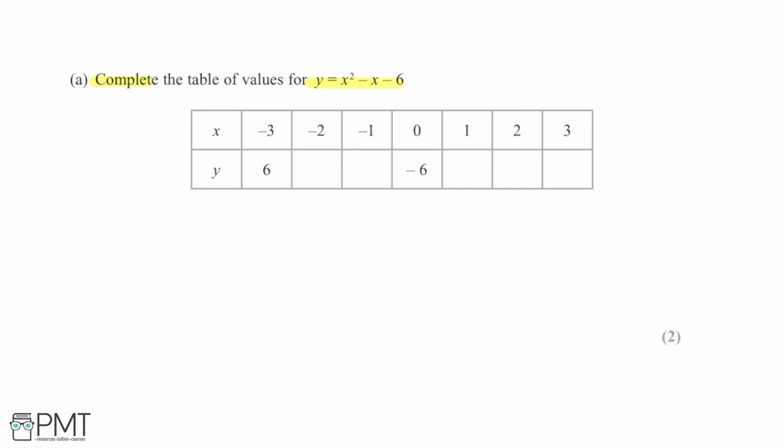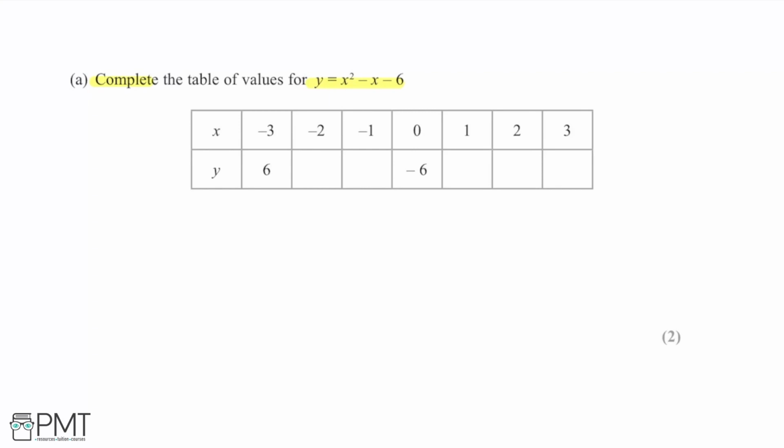So if I refer back to the equation we have here, in order to find a y value, we're going to take the corresponding x value, so the x value in the same column, and we can substitute it into this equation, which is a quadratic equation. So we would substitute in the values of x: we would square the value, minus the value of x, and then minus 6, and that would give us an answer for y.